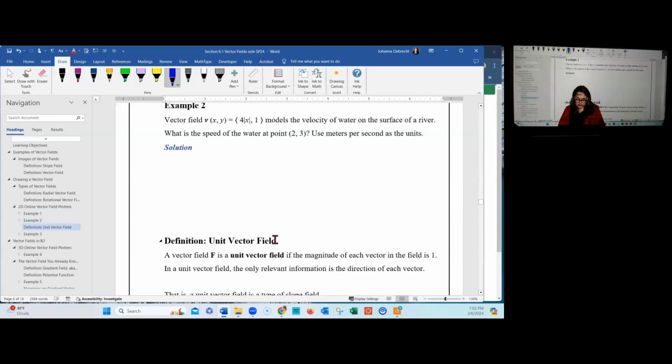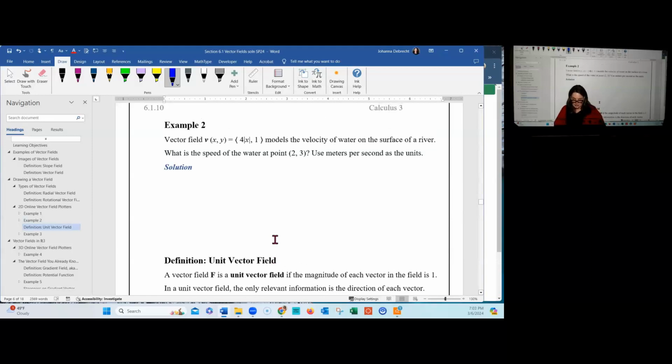Let's think about this vector field given in angle brackets by F equal to ⟨4|x|, 1⟩. That means in the P component, or the i hat component, our equation is 4 times the absolute value of x. And in the j hat or Q component, it's 1. When we look at this particular one, it's representing the velocity of water on the surface of a river. What is the speed of the water at the point (2, 3)?